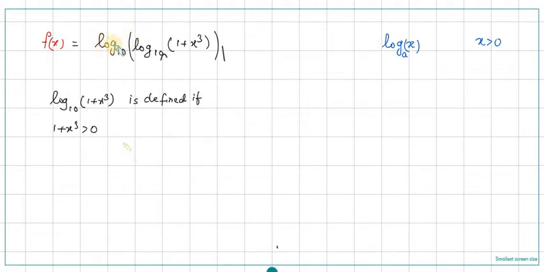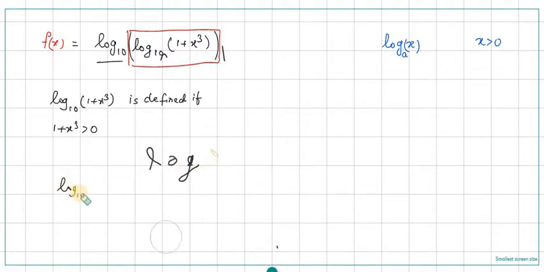But before that, this outer log is also defined for something. This is greater than 0, it's okay. But what about this log? See, for this one, what should we write? The log base 10 is defined only if this log, log base 10 of (1 plus x cubed), is greater than 0, correct?